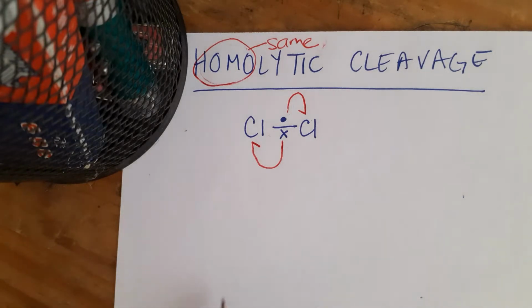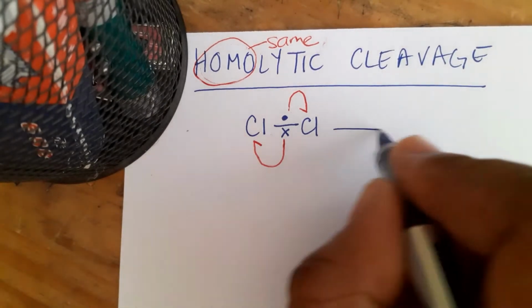We call it homolytic cleavage, or in other words, the breaking of the bond has been brought about by the separation of the bond in such a way that each chlorine atom gets one electron. So what do we get from that?